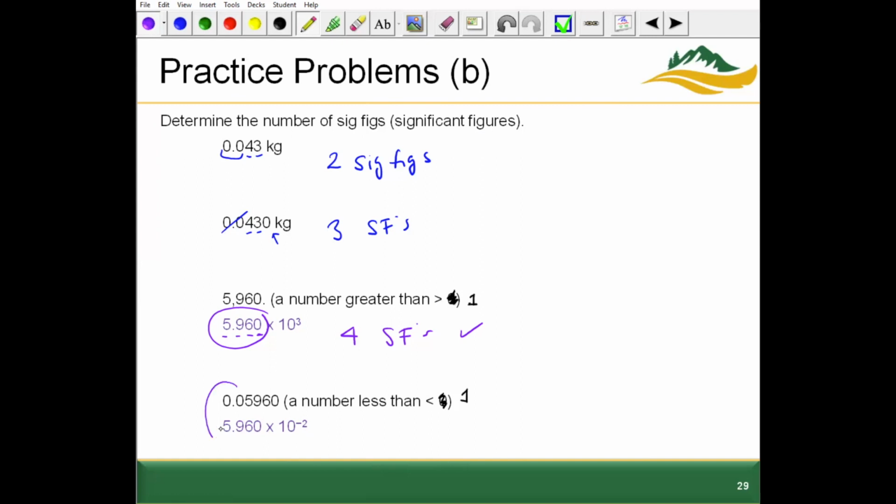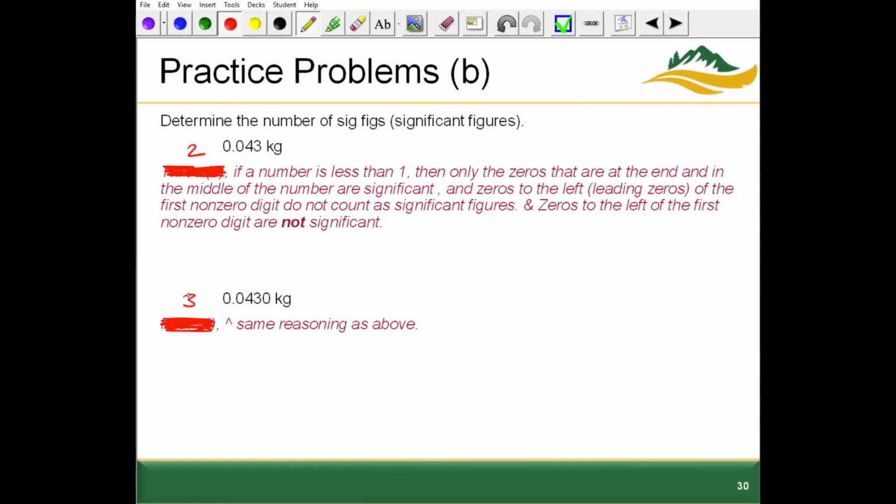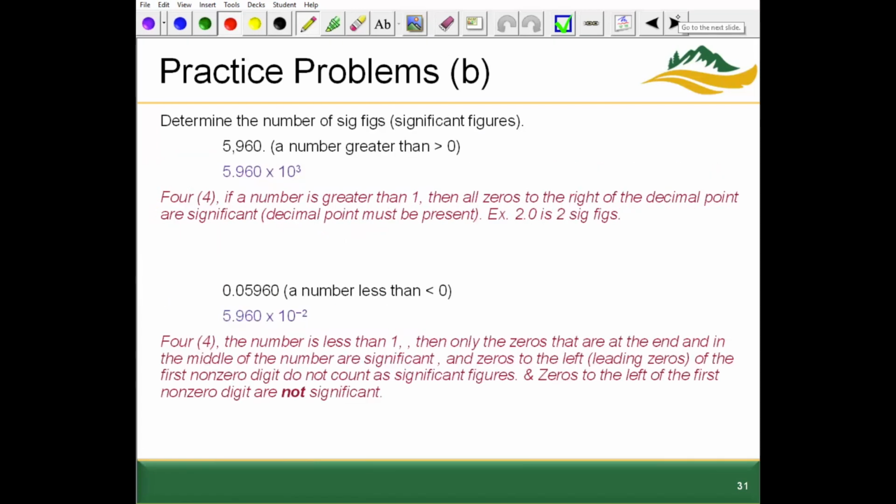This one is another example of a value that's less than 1. So 1, 2, 3, 4. This also has 4 sig figs. This 0 that comes at the end is a significant digit. For a little bit more of an explanation, I did write out this little bit here. So this one does indeed have 2 sig figs. This one has 3 sig figs. Again, I wrote out the number of sig figs here as well. This has 4 and this has 4.